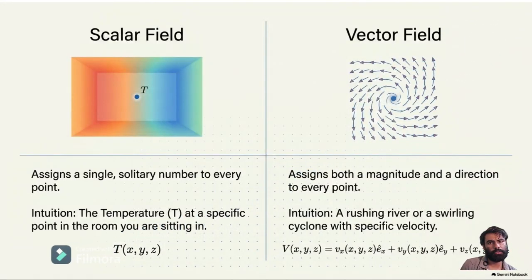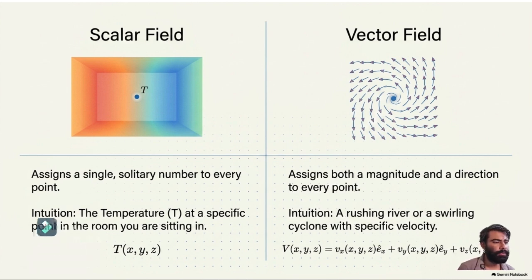Besides temperature, you can see atmospheric pressure. If you look across your entire state, different places have different atmospheric pressure. So these are scalar fields. Every point just has a different number, nothing else but a number.